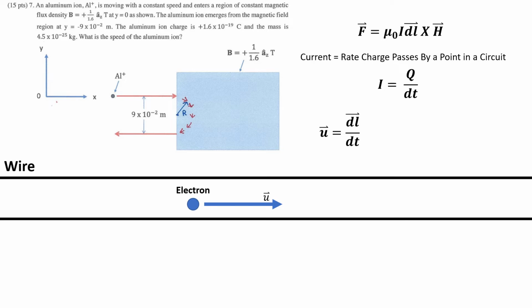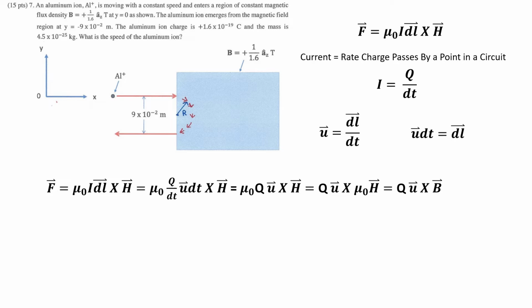We can also say that the velocity is just the rate at which the charge is being displaced, dl over dt. We can rearrange this equation and say that dl is equal to u dt. Now that we found the current and velocity for a given charge, we can plug in what we found back into the equation we know for a current carrying wire. We can substitute I as q over dt and dl as u dt.